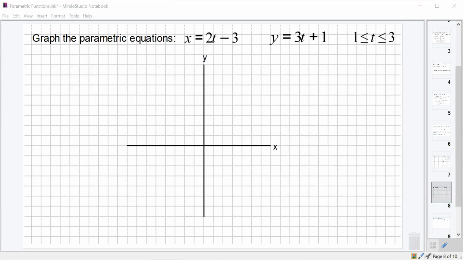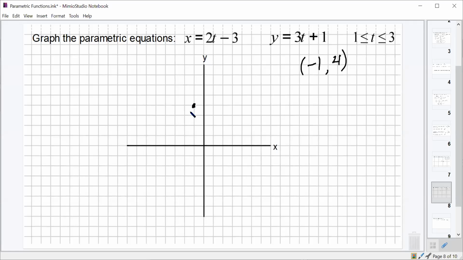All right, so this one should be pretty straightforward. If we see that both pieces are linear, all we need to do is find the t equals 1 and the t equals 3 values. So at t equals 1, what's x going to be? -1. And at t equals 1, what's y going to be? Should be a 4. So we got the point -1, 4.